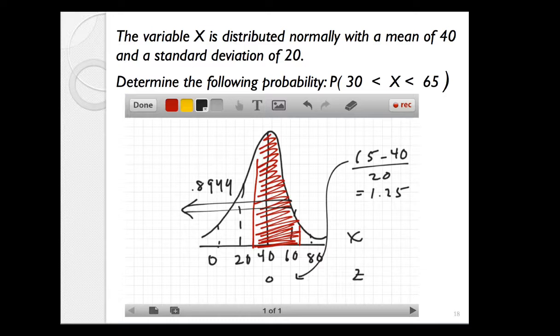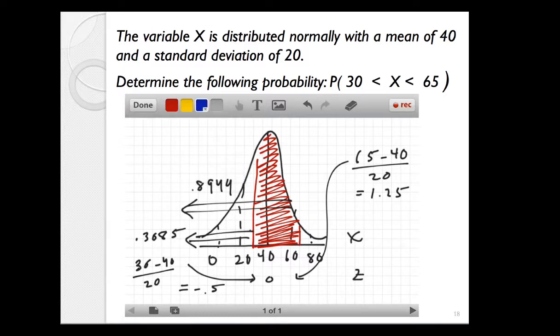red line there. And to find that area, we'll calculate our second z-score, which is going to be 30 minus 40, so negative 10 in the numerator, 20 in the denominator. That's negative 1/2, so negative 0.5. If you look up negative 0.5 in the z-table, you're going to get an area of 0.3085.